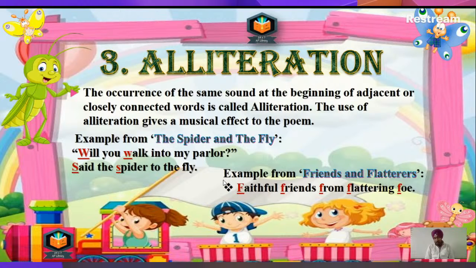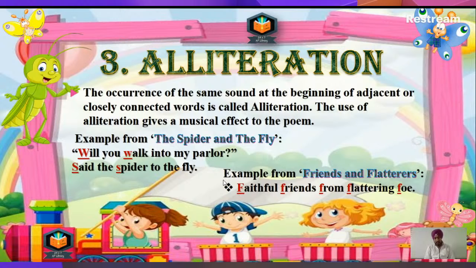Another example we have is from the poem Friends and Flatterers. "Friends and flatterers, faithful friends from flattering foe." Here we have the repetition of the F sound five times in the same line. At the starting of each word, we have the F sound in the full line. So this is also an alliteration.